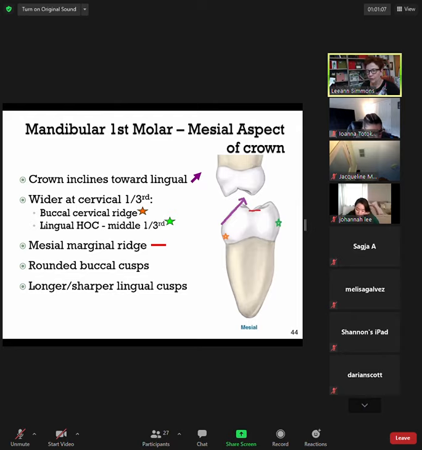If we look at the tooth from a proximal aspect, and in this case it's the mesial aspect, you see the crown is inclined, the buccal crown or cusps are inclined toward the lingual here. This is lingual, and this is buccal. And again, same reason as with the premolar teeth, it just facilitates their interaction with the maxillary teeth in the opposing arch.